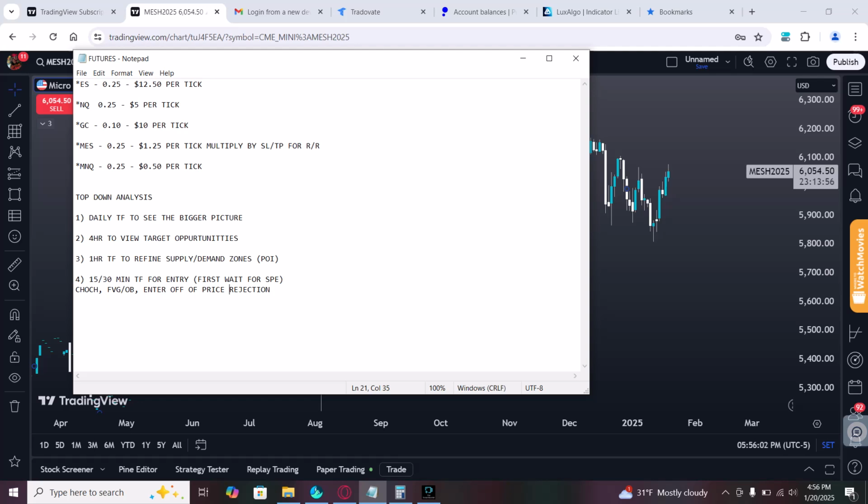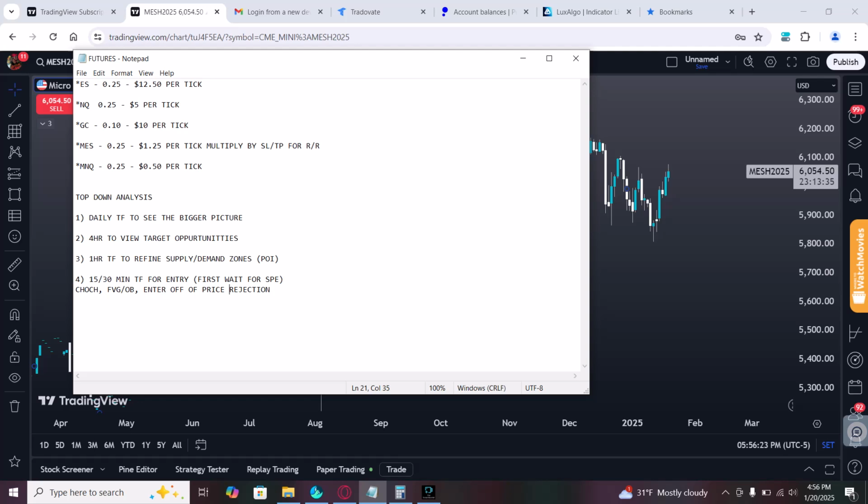The micro, the one I like to use, is $1.25 per tick. So you multiply that by your stop loss and your take profit for risk to reward, which is something I'm going to show. And then you have the NASDAQ, which is 50 cents per tick. But this is per contract. You can get two, three, four contracts, and you just do the math. Something that I'll show later on.